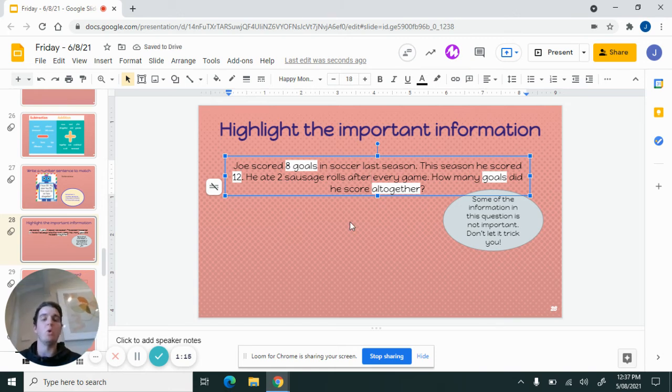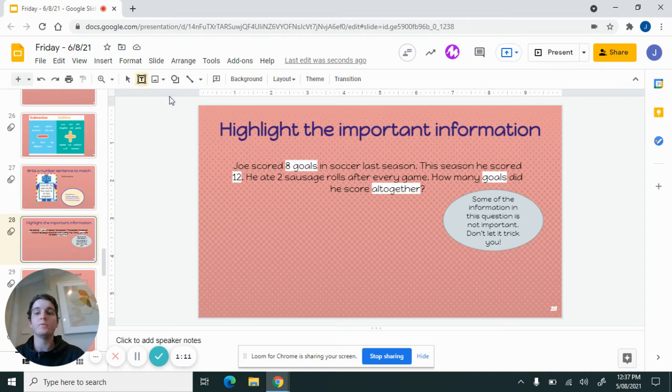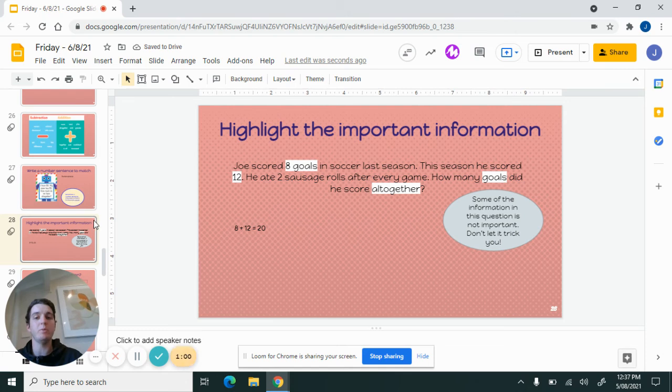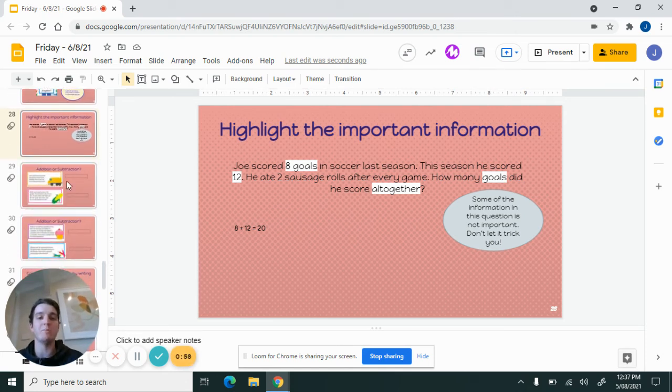Sometimes they put things like that in just to trick you. How many goals did he score altogether? So he had 8 and he had 12. So we can know that 8 plus 12 equals 20. So that's the word problem, and that is the answer. So it's really important to make sure you're only focusing on the important information when we're doing word problems.